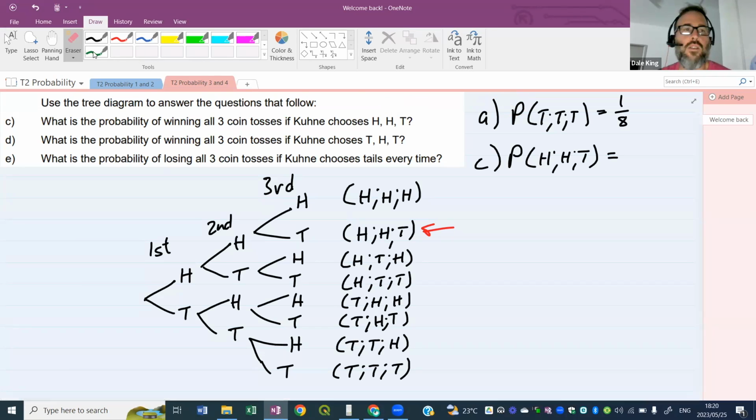Let's pretend it's consecutive. Then how many times will we see an H, H and then a T? 1 time. So it's 1 over? 1/8. Very good. Thank you, Bianca. Excellent. Good job. Well done.